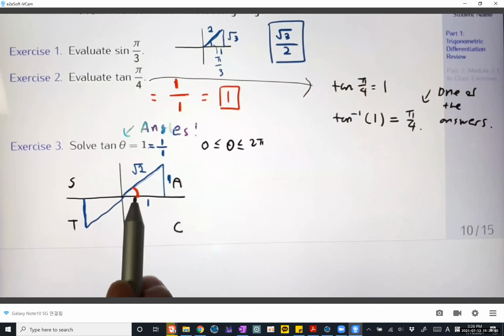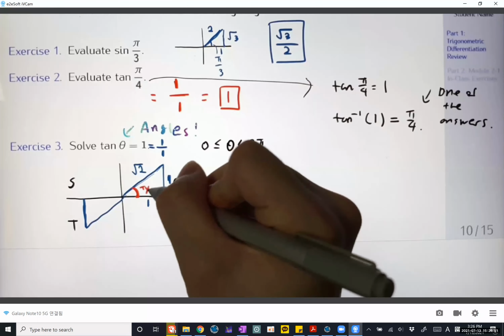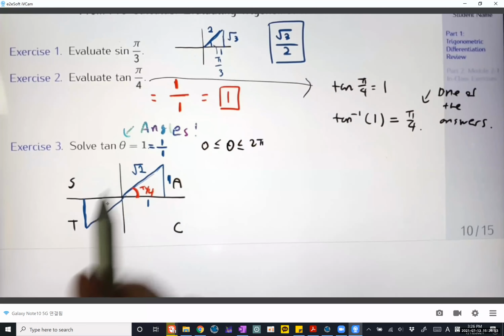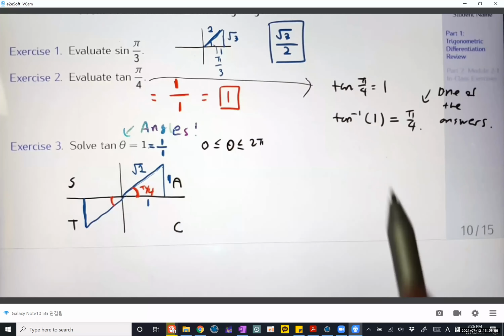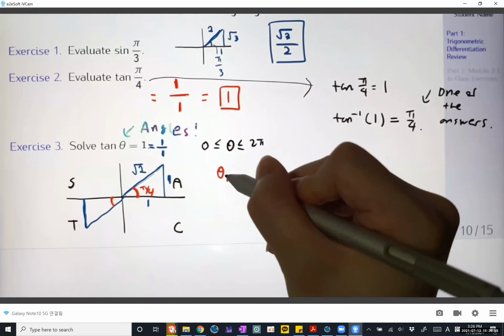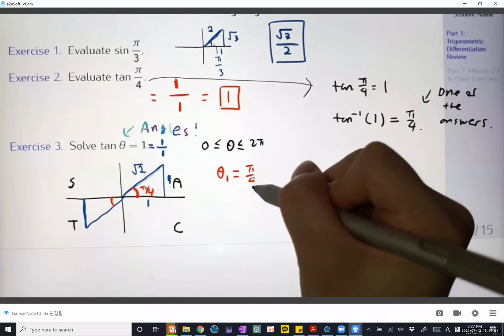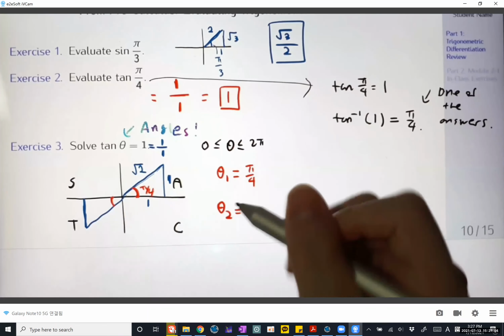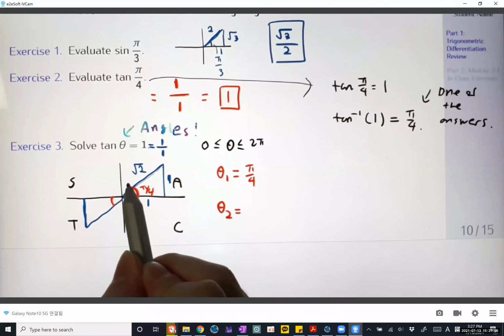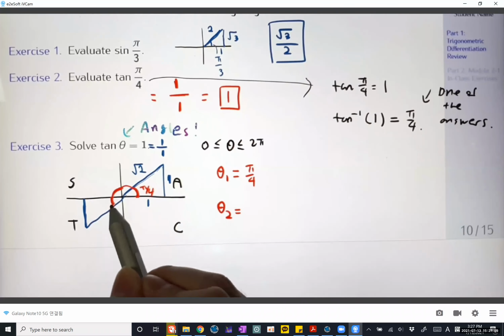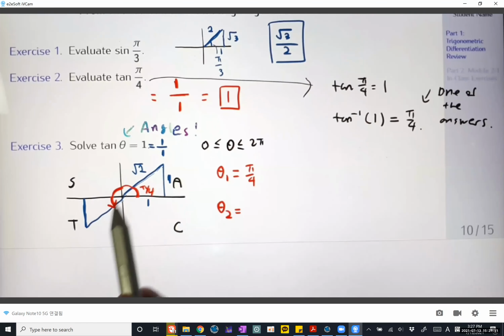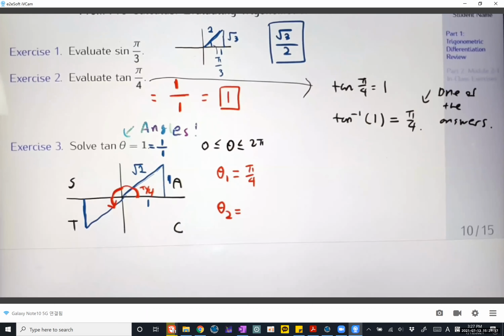What is the angle here in red? Okay. It's pi over 4 from the special triangle. Pi over 4 from the special triangle, and then pi over 4 here as well. But okay, so here's the solution. Theta 1, first solution is pi over 4. And then the second solution, you have to go all the way around, half circle, and you reach the last terminal arm. What is the angle for this all the way through quadrant number 3?